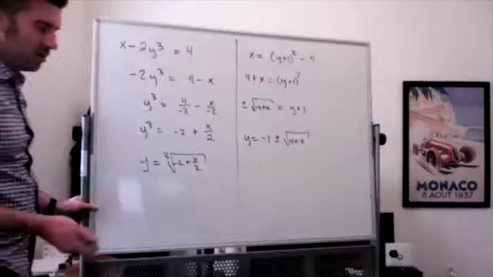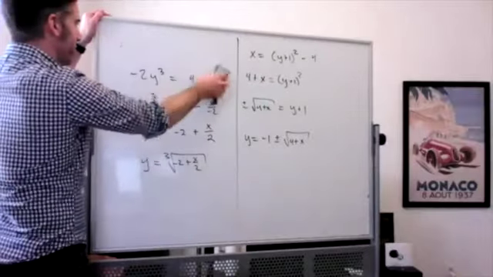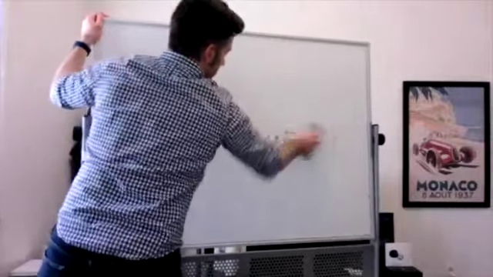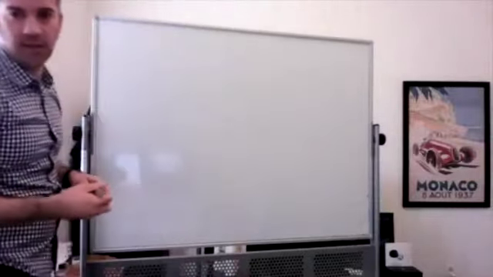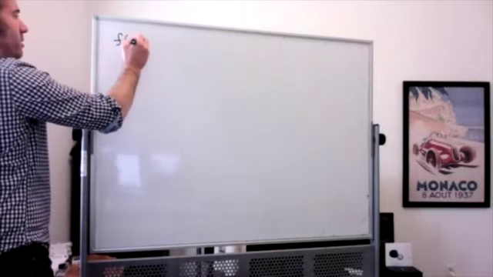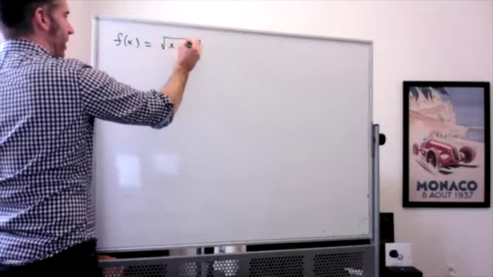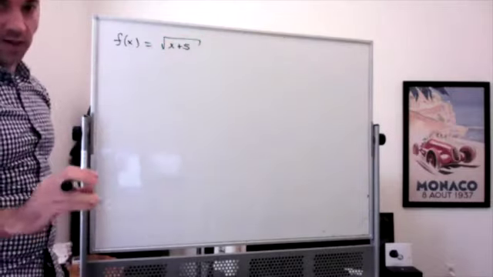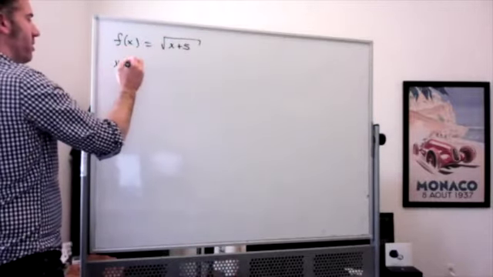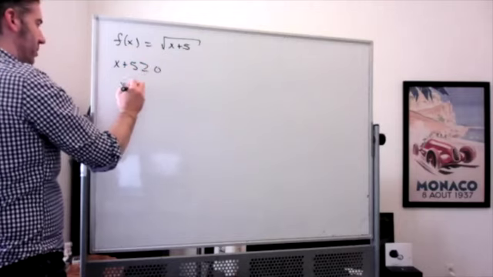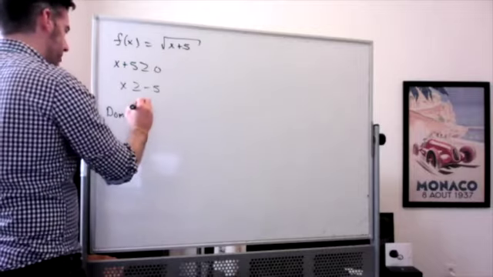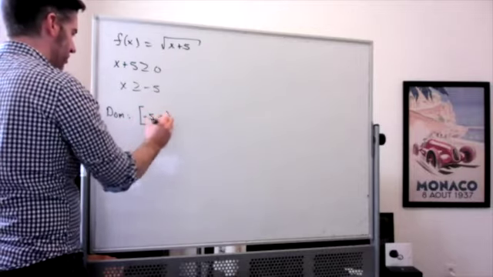Okay, let's take a step back and look at a few domain questions, because there are some slightly more interesting ones than the ones we did last class. Last time we started off with this one, f of x equal to the square root of x plus 5. We got that x plus 5 is greater than or equal to 0, so x is greater than or equal to -5. So the domain, if we're going to write using interval notation, is bracket -5 to infinity.